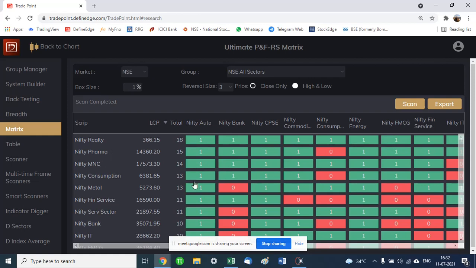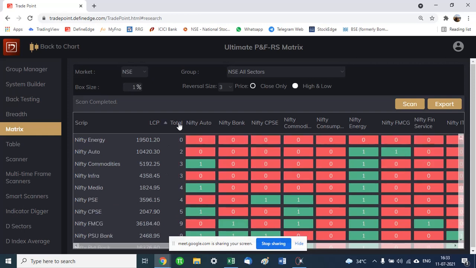For example, here you find metal sector has a 0 against Bank Nifty. It means on a weekly basis, metal sector is weaker than Bank Nifty. That is why it has scored a 0. So this is based on overall strength comparison of each sector with all the other sectors put together. That is how this ranking is made.